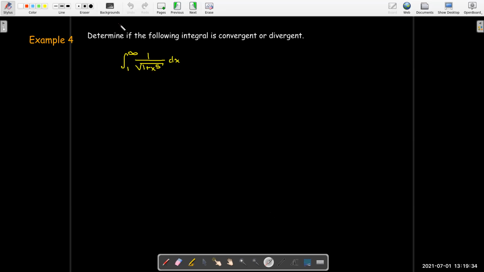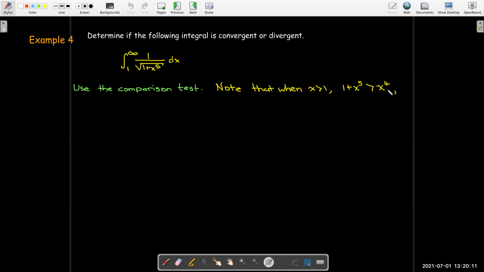Here we have another infinite integral, and we have as an integrand 1 over the radical of 1 plus x to the power of 5. Again, calculating the antiderivative would be painful, so we're going to use the comparison test. In this case, when x is bigger than 1, 1 plus x to the power of 5 is greater than x to the power of 4.